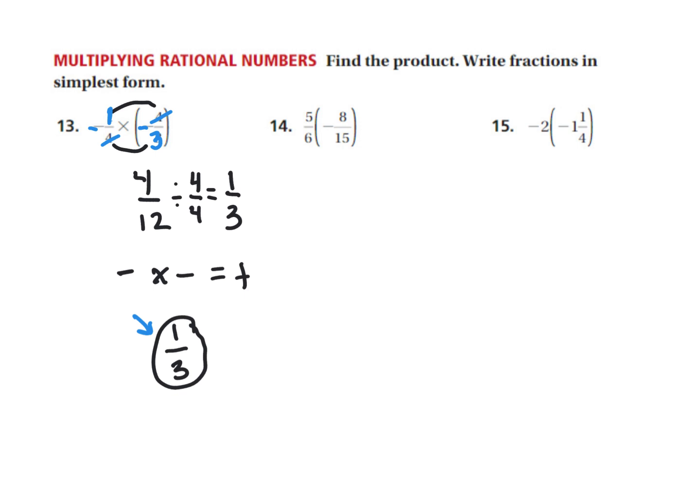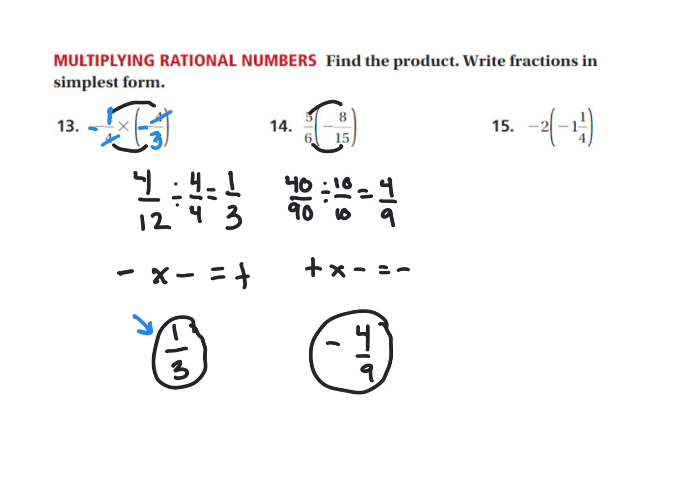For number 14, we'll just multiply the 5 times 8. That's 40. 6 times 15 is 90. And then we can divide by 10 over 10 to get 4/9. And a positive times a negative is a negative. So we have negative 4/9.